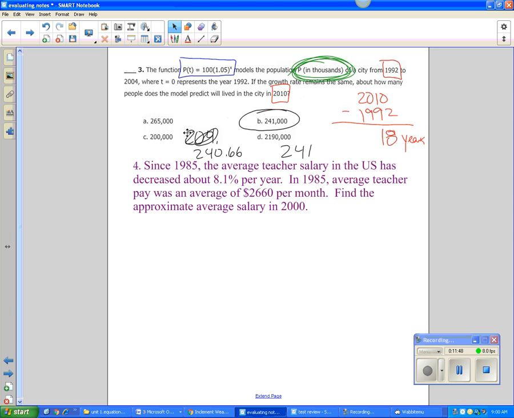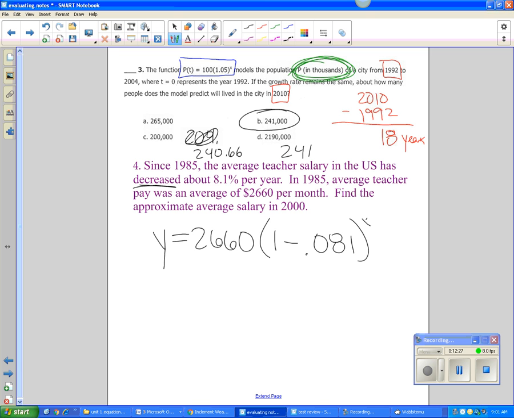Number 4, since 1985, the average teacher salary in the U.S. has decreased 8.1% per year. In 1985, average teacher pay was an average of $2,660 per month. Find the approximate average salary in 2000. All right, Jesse, what do we need to do first? Very good. All right, Jesse, help me with the y equals. Good job. Very good, because it said decrease. Good, Jesse. Wow, very good, Jesse. To the x power.